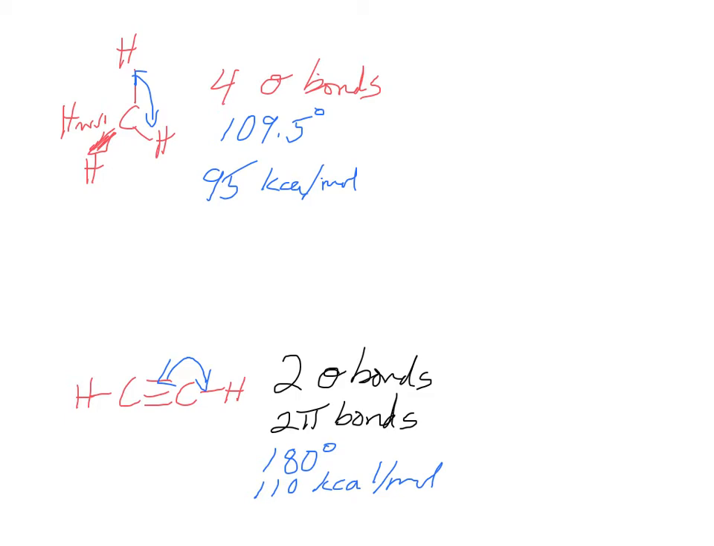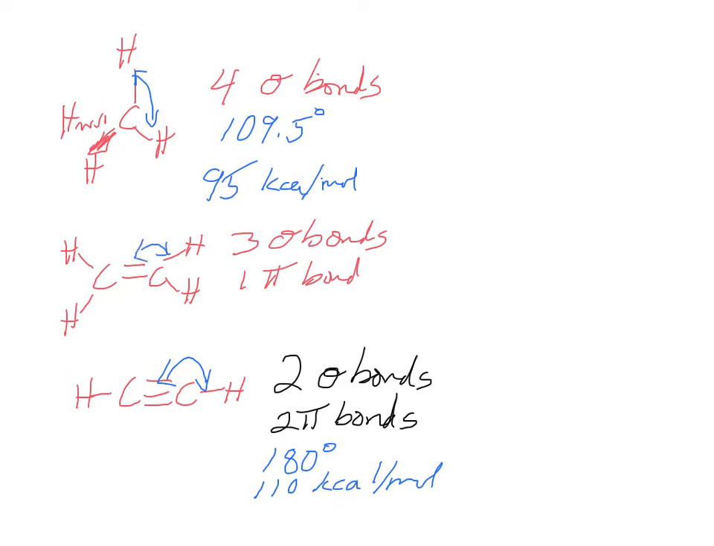Right? So now, let's do the intermediate one, shall we? Why not? We're here. Now, what about this carbon? What kind of bonds does that carbon have? This one has 3 sigma bonds and 1 pi bond. What's the bond angle from here to here? 120. Right?